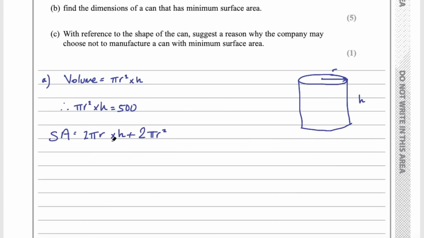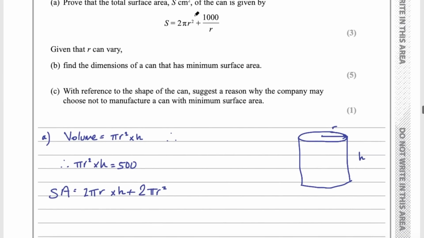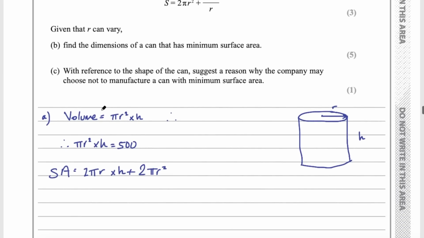Alright, so what we want now is to rearrange this volume formula so that h is the subject of the formula, and then substitute it into the surface area formula. And then that's going to give us this equation up here that they're asking us to prove. So following on from the volume, we've said pi r squared multiplied by h equals 500. So therefore, h equals 500 divided by pi r squared. Now we're going to take this one, substitute it in for the h in the surface area formula.